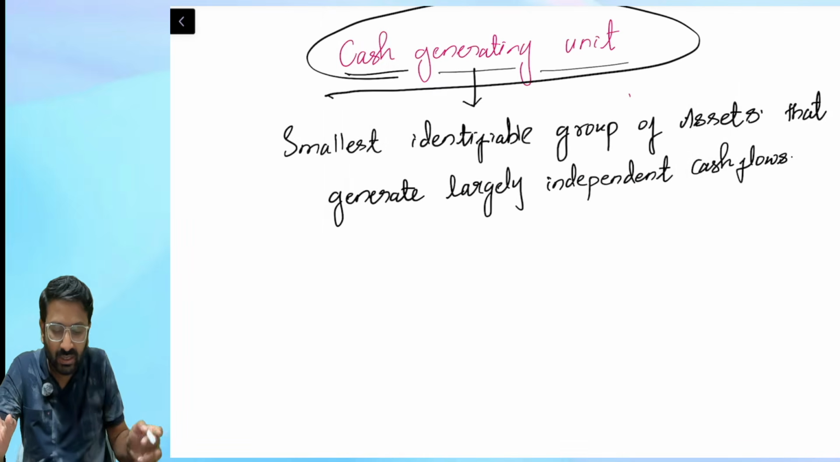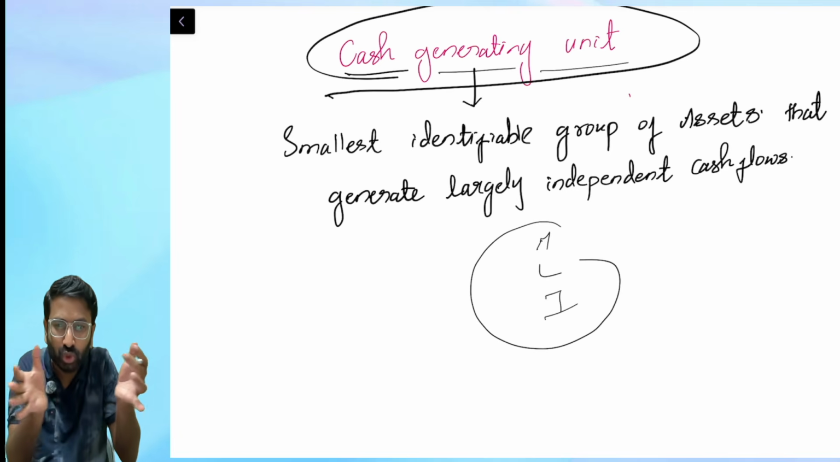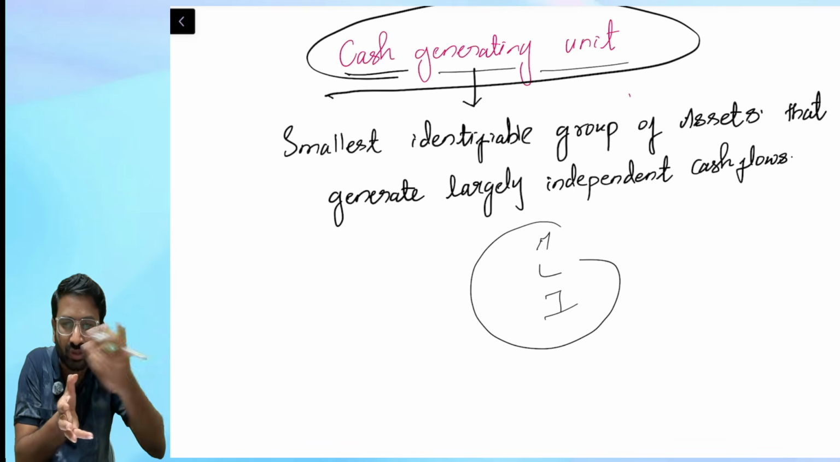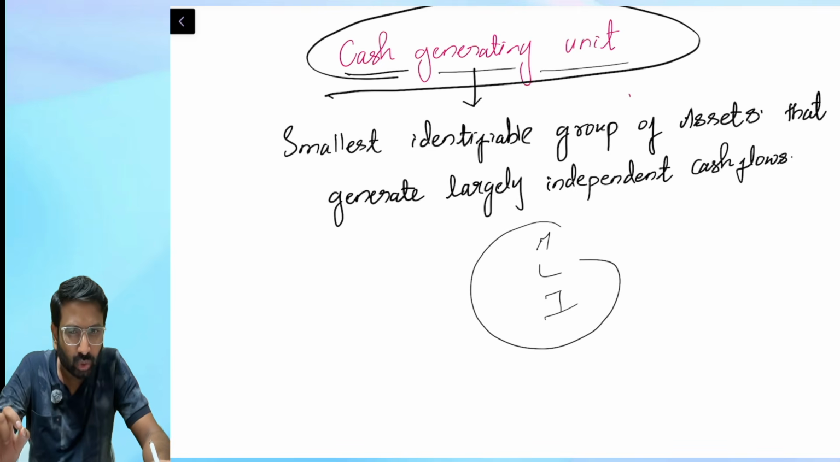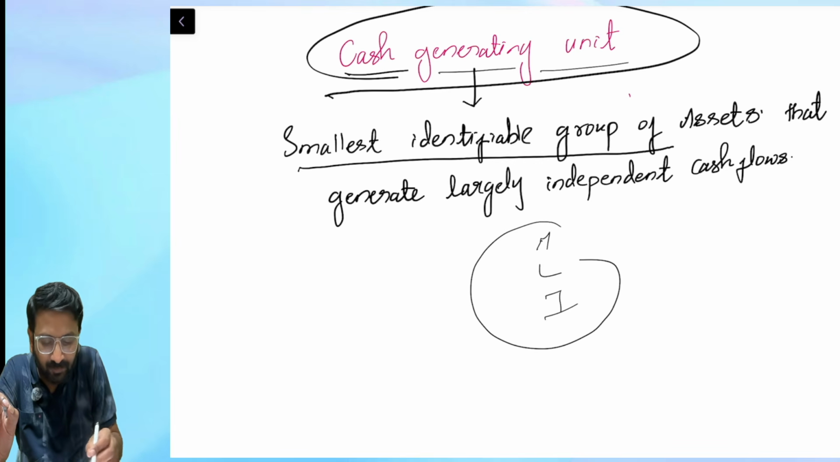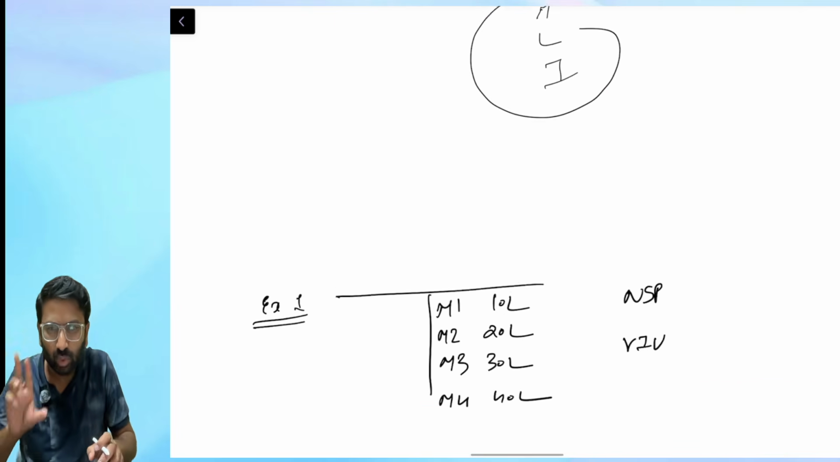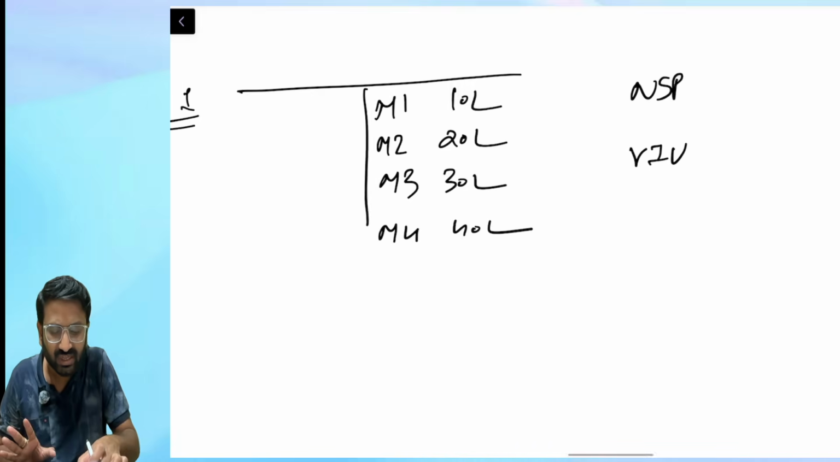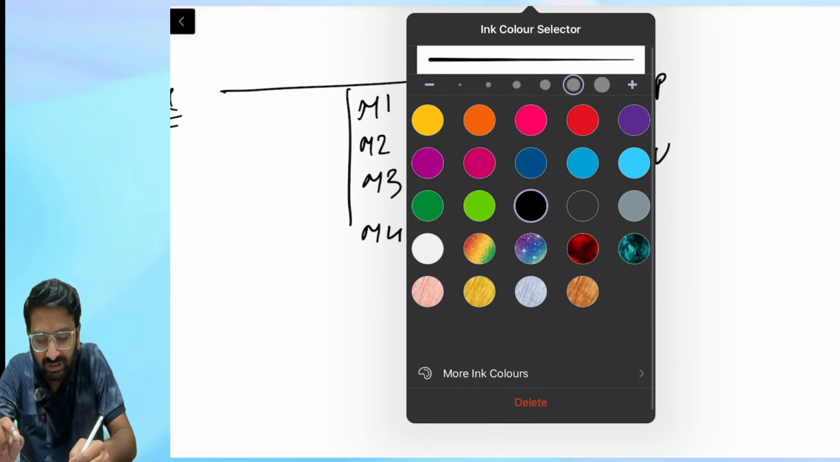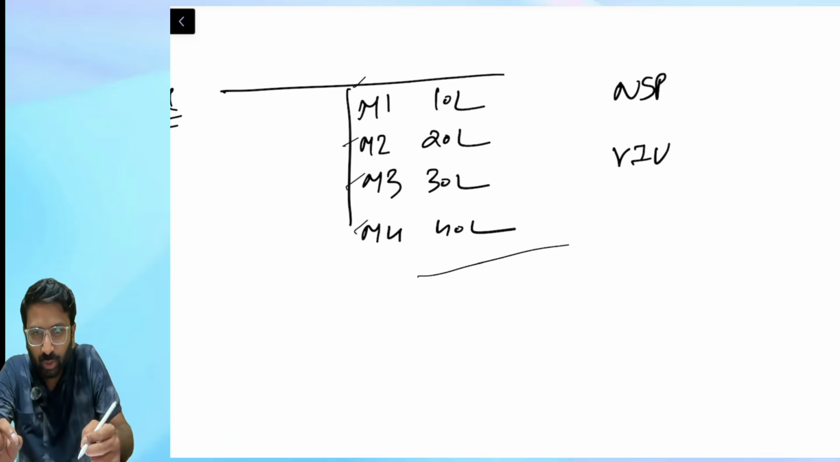Is that clear? Now let us say in my example, I have one mic, laptop, iPad, all three put together, which I should use together in order to generate cash flows for the academy, correct? So cash generating unit is the smallest identifiable group of assets which generate independent cash flows. Now let's take an example to understand this. Let's say we have 4 different machines, machine number 1, 2, 3 and 4. The carrying amount is given to you as 10, 20, 30, 40. So what is the total carrying amount?